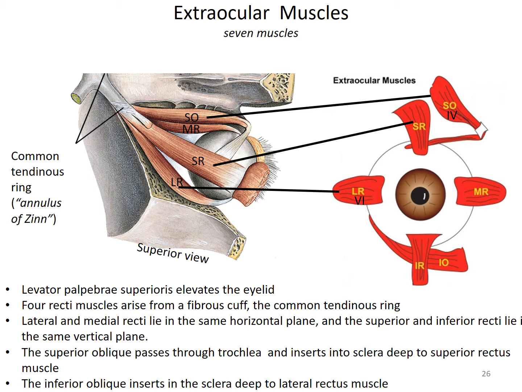Extraocular muscles rarely act independently. Synergistic and antagonistic activity occurs between muscles most of the time. Muscles that are synergistic for one action may be antagonistic for another. This is just a summary on this slide.